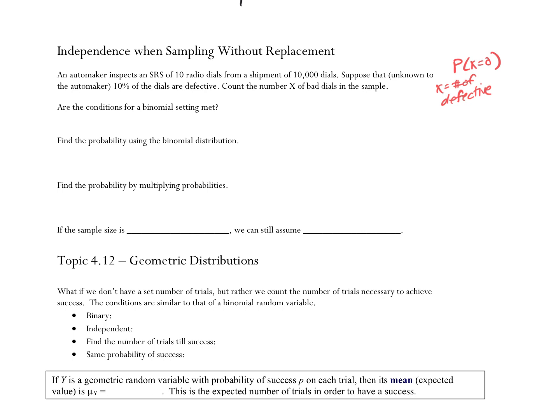All right, so in this particular setting, let's go through all those different settings. Let's start with binary. Is this a binary thing? Yeah, they're either defective or they're not defective. Do we have a set number of trials? What's our set number of trials? Nope, because we're just selecting a sample of 10 of them.